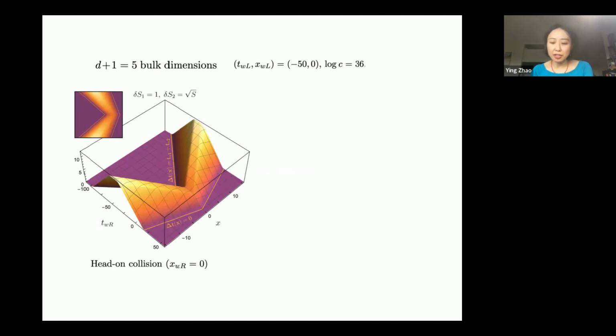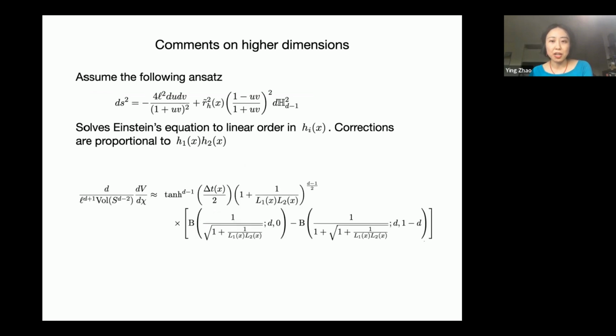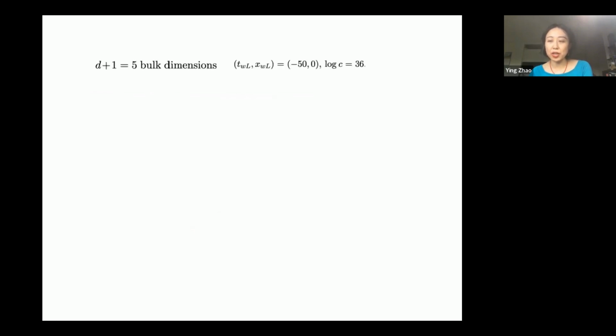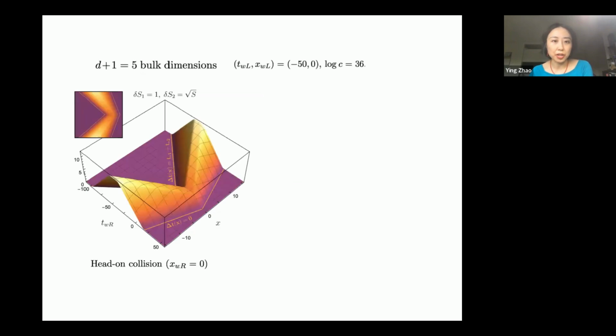The unjustified approximation is that we assume the ansatz of the post-collision geometry. What we checked is that with this ansatz, one can solve the geometry to linear order in h1 of x or h2 of x. But the interesting behavior for us indeed happens in the case when the product of h1 of x times h2 of x is not too large. So I think in a regime where you see the non-trivial features of the plot, the approximation is good. Okay, sorry, I went over.